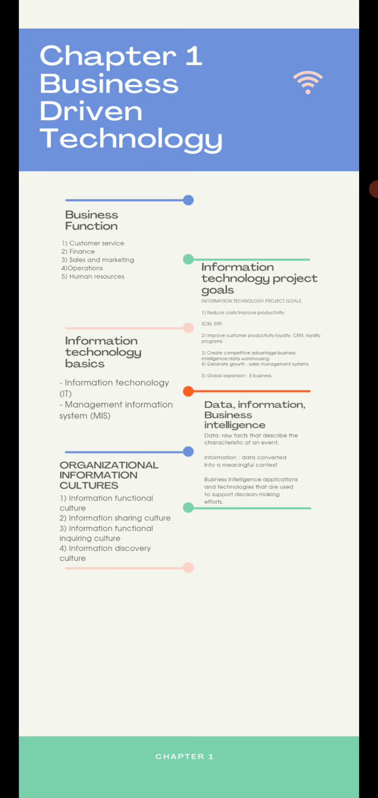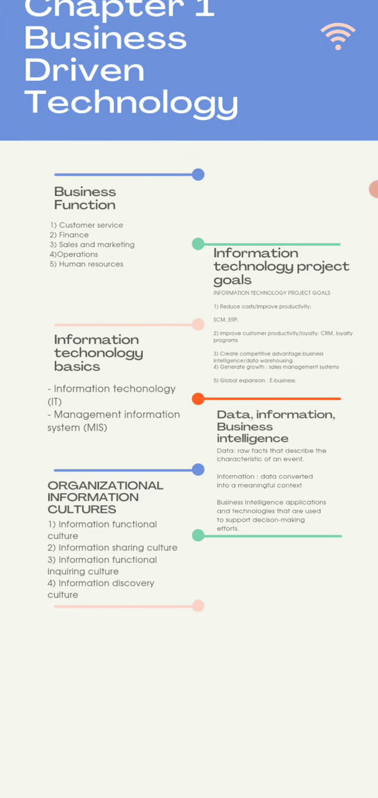chapters. And the first chapter is business driven technology. Okay, the first one is business function. The first key point is customer service, finance, sales and marketing, operation and human resources. Okay, the first one, customer service is click to call, scripting, auto answering call and centers.